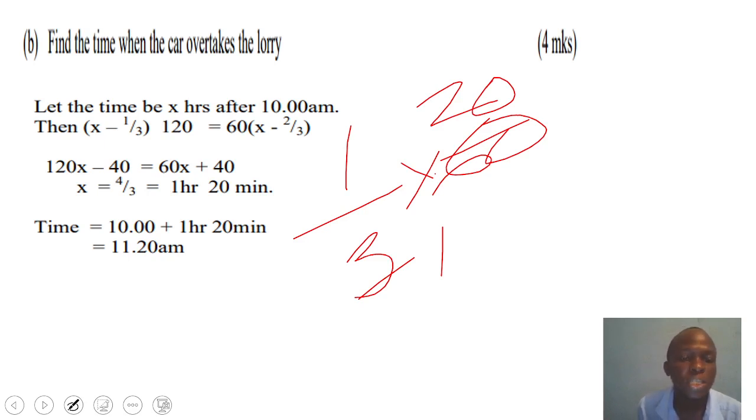But since we are asked about the time, and not how long, we are going to say 10 a.m. plus 1 hour 20 minutes, and that becomes 11:20 a.m.